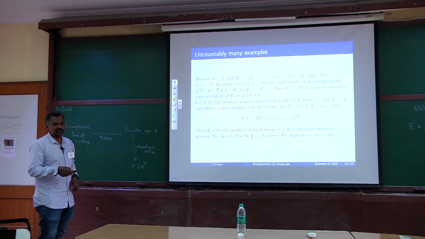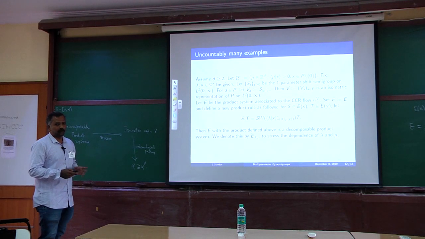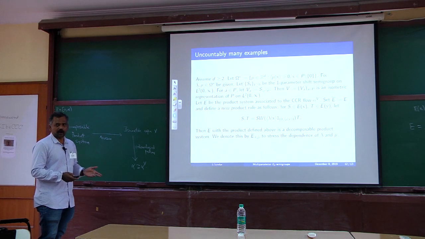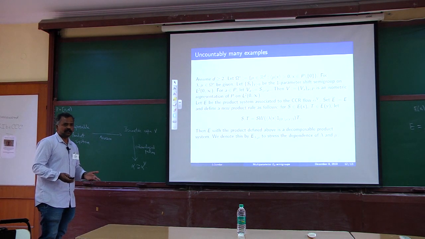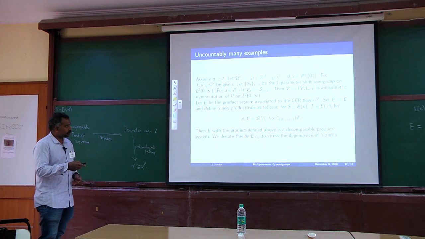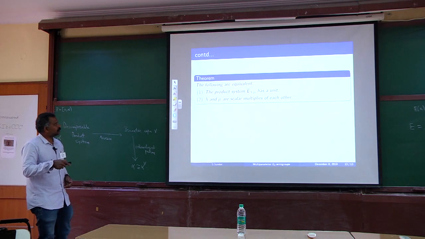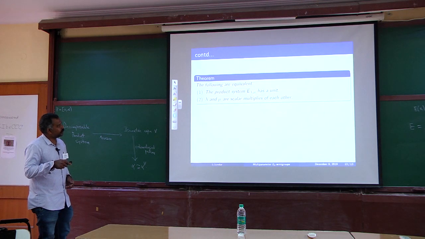One can indeed check that this defines an associative product on the bundle of Hilbert spaces. So we know that this is a product system, and you know that there is an E0 semigroup, because for every product system there is an associated E0 semigroup. So let me call this product system E bar lambda mu, just to stress the dependence on lambda and mu. So the following are equivalent. The product system E bar lambda mu has a unit. It will have a unit if and only if lambda and mu are scalar multiples of each other.